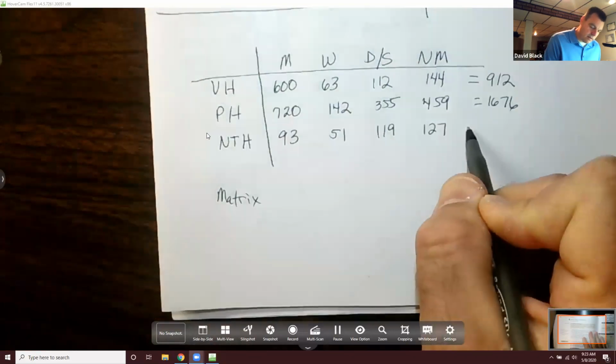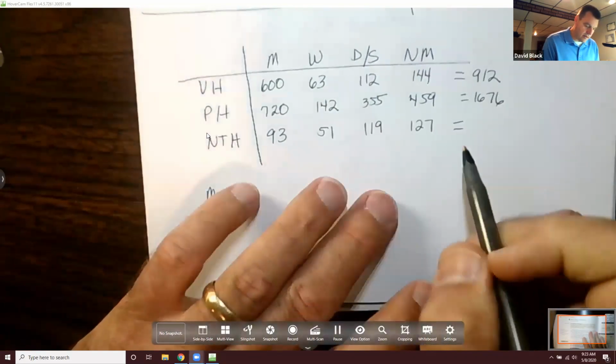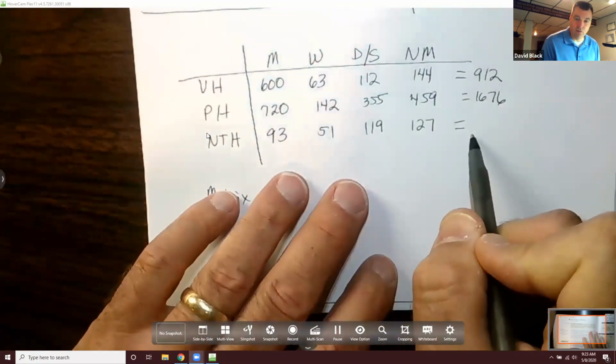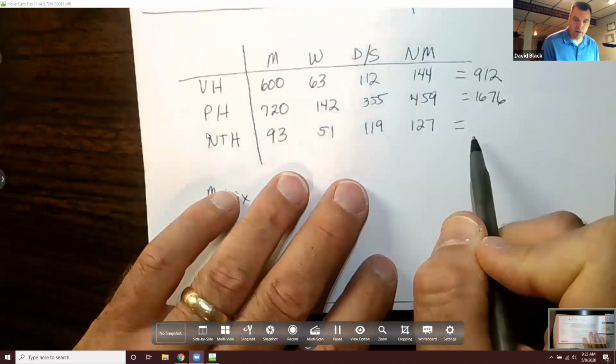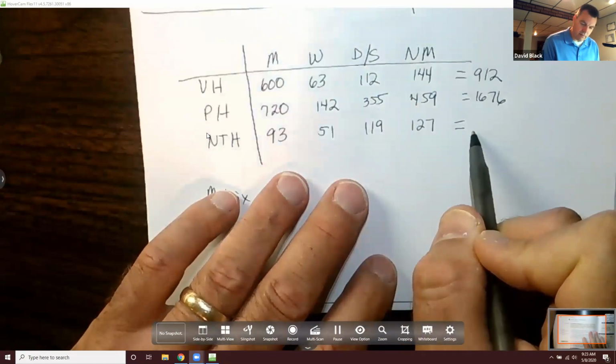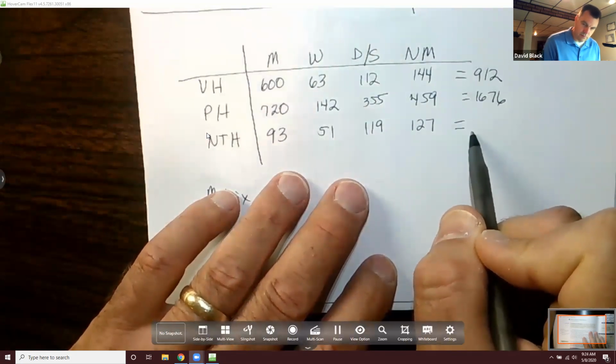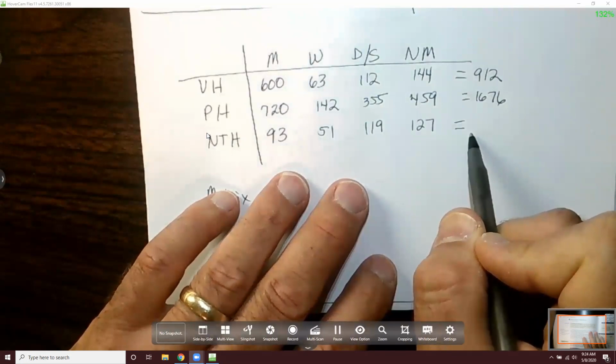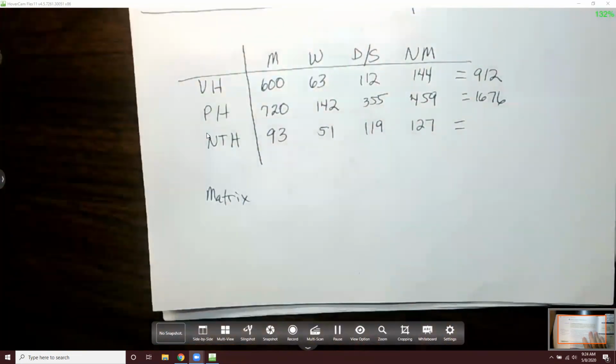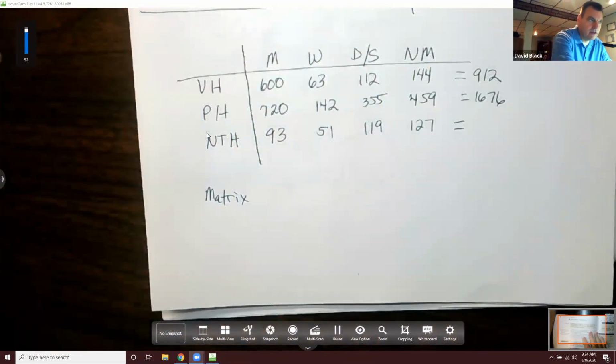Okay, who's got the not too happy row total? Peyton and Lauren, do you two have that? Give me a shout out. I do. Okay, what you got? I have 390. 390 is what I got as well.